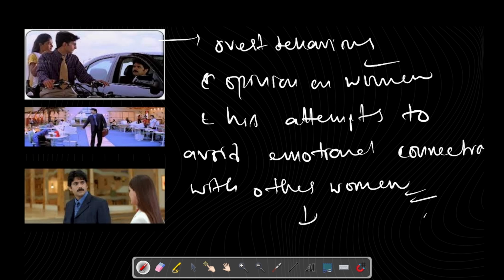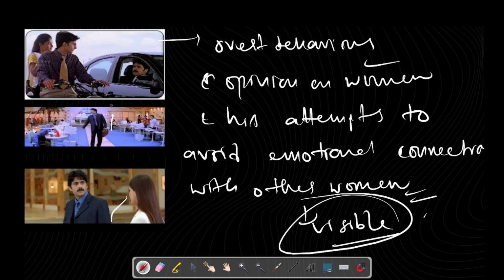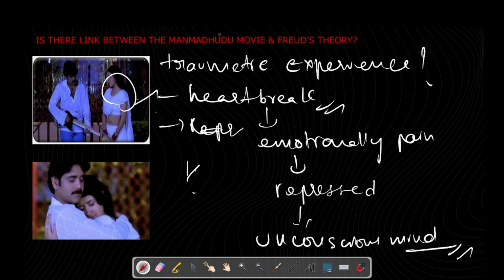So this is what is visible to us in our conscious mind. This is what is visible to us. So what is the reason? This is the reason: he already fell in love with someone in the past, and it caused a severe heartbreak, and that emotional pain was repressed into the unconscious mind. So what is the reason for the behavior? That means the emotional pain was repressed into the unconscious mind, and the unconscious mind influences our thoughts and behavior.